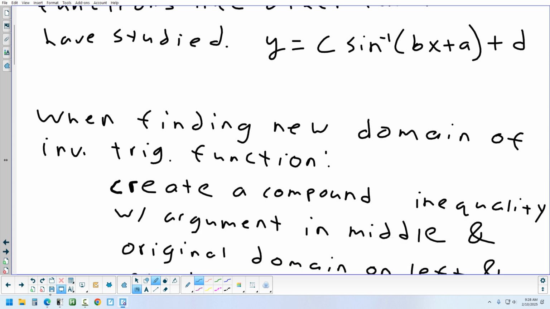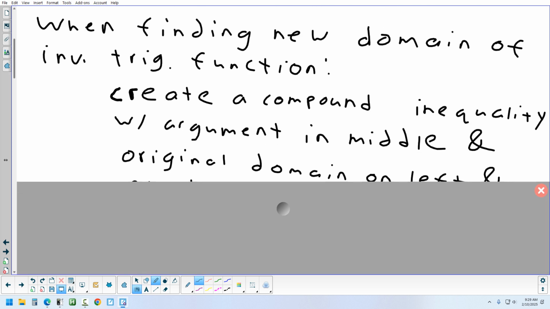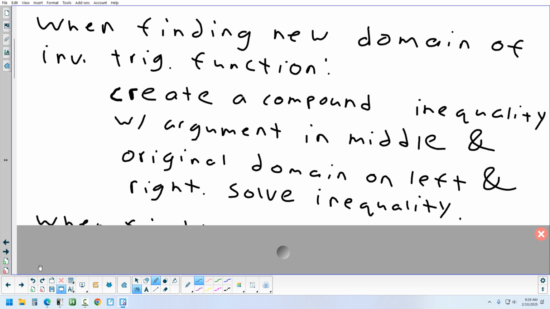And the way that we're going to find the new domain, because remember the A and the B are backwards, so we have to set it up like this, is we're going to create a compound inequality. We're going to put the argument in the middle. All we need to do is focus on the argument because we're dealing with domain. C and D have nothing to do with domain. Those are vertical. A and B are the horizontal. So you're going to put whatever's in the argument in the middle of your compound inequality. Then we're going to put the original domain on the left and the right, and now we're going to have a compound inequality to solve.